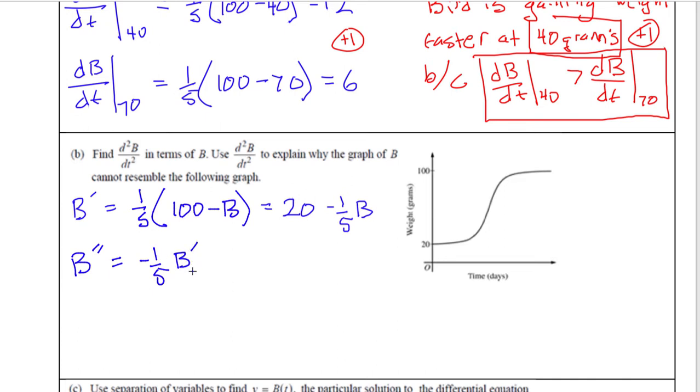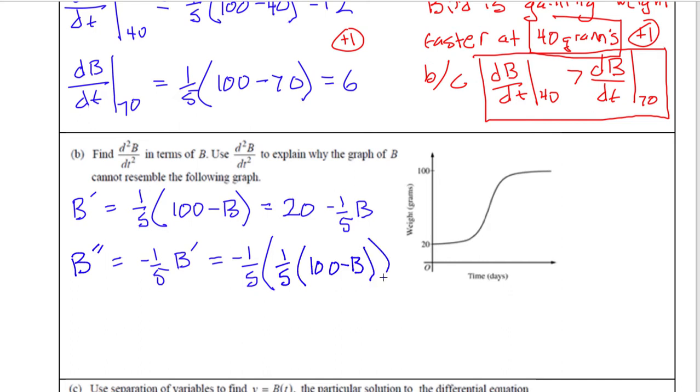And we know what B prime is. B prime is that thing right there. So this B prime and this B prime are the same thing. I'm going to do a substitution. This is now equal to negative 1/5 times the quantity B prime. And what is B prime? B prime is this whole thing, so I write 1/5 times 100 minus B.